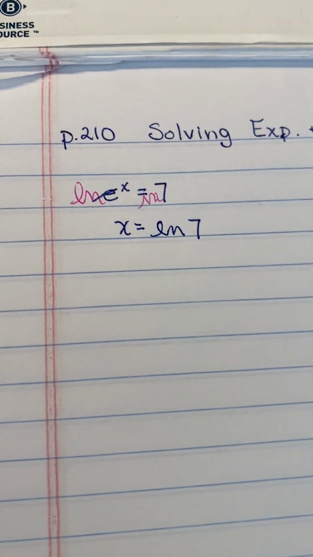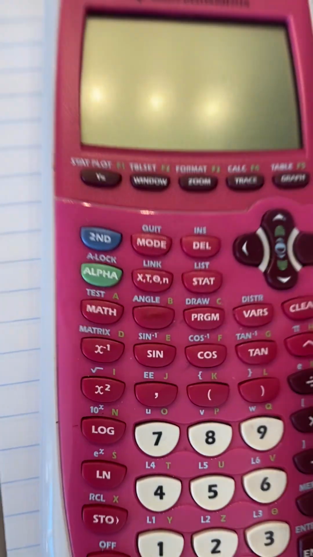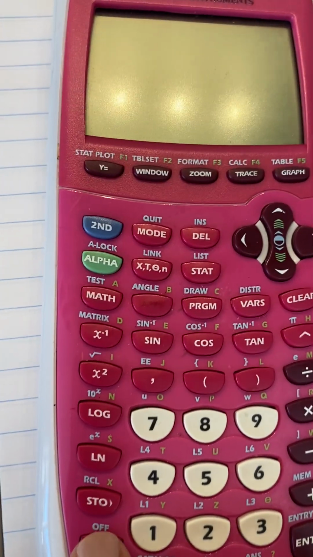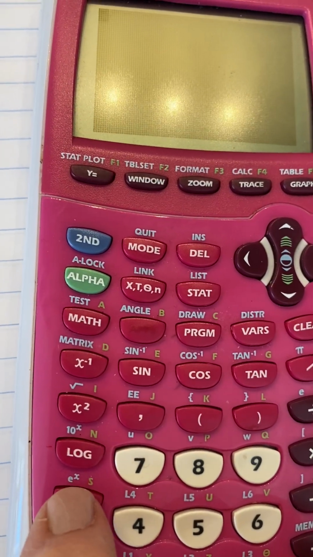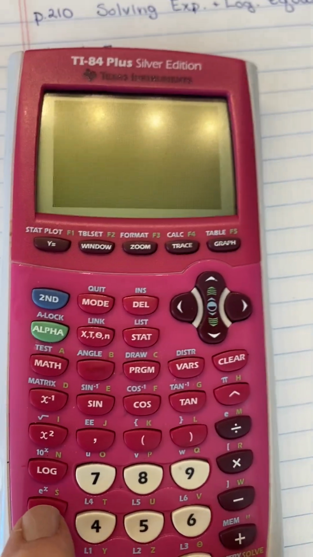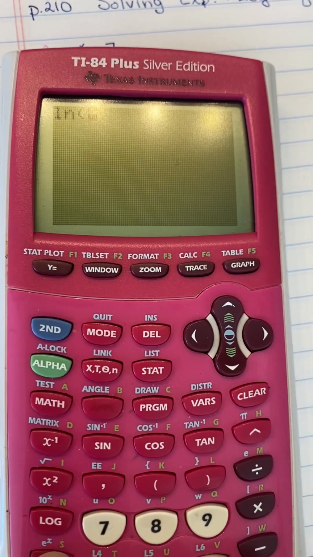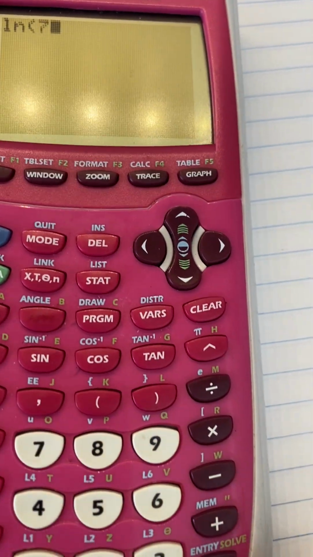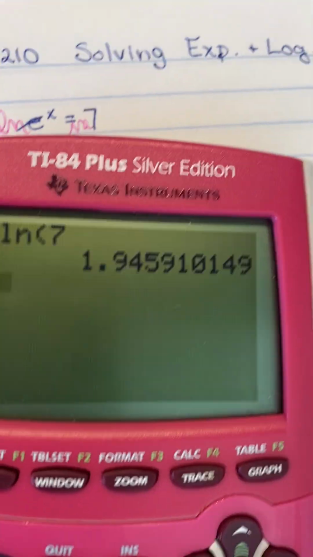And you might wonder, what is the natural log of 7? Well, let me show you where that would be. Do you see the e to the x key? Here's the natural log key, and I can just simply plug in what is the natural log of 7, and it's a number.